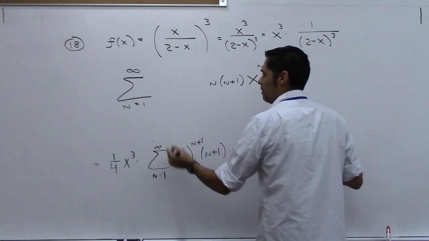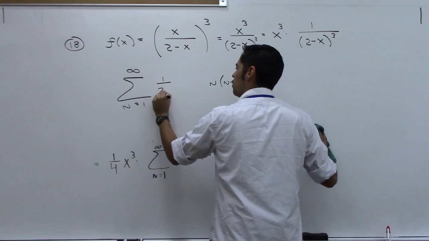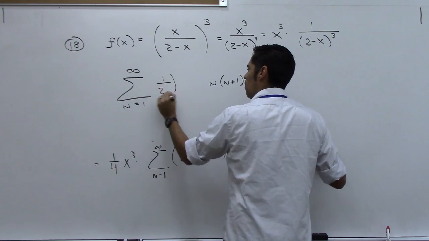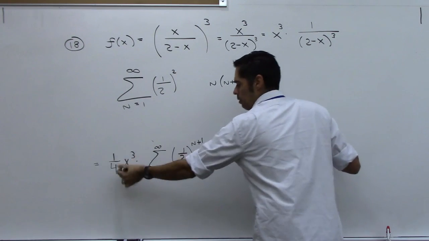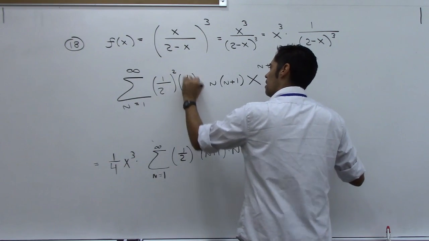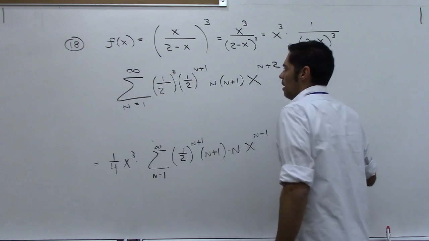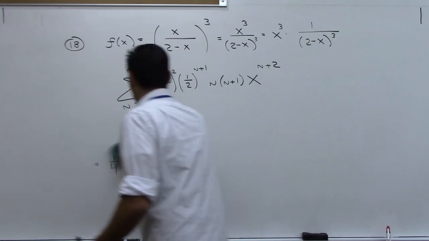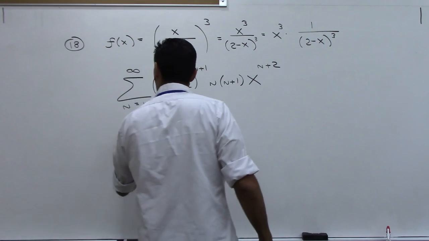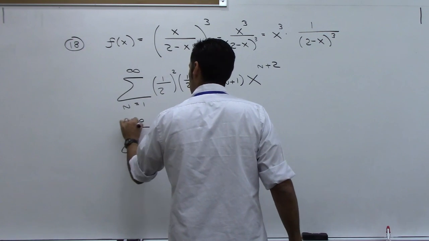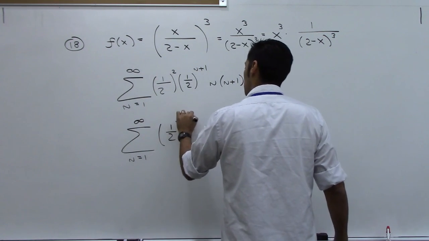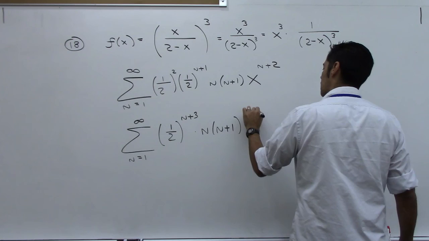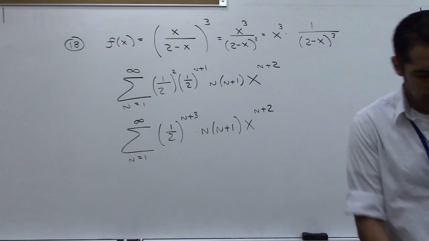The 1/4 comes in. So I'm going to rewrite 1/4 as 1 over 2 squared. And then, well, you could even write it this way, 1/2 squared, right? That's 1/4. And then this is 1/2 to the n plus 1. And when you add the two exponents together, you should get 1/2 to the n plus 3. So sum n equals 1 to infinity, 1/2 to the n plus 3 times n plus 1 times x to the n plus 2. And I'm wondering if they left it like that.